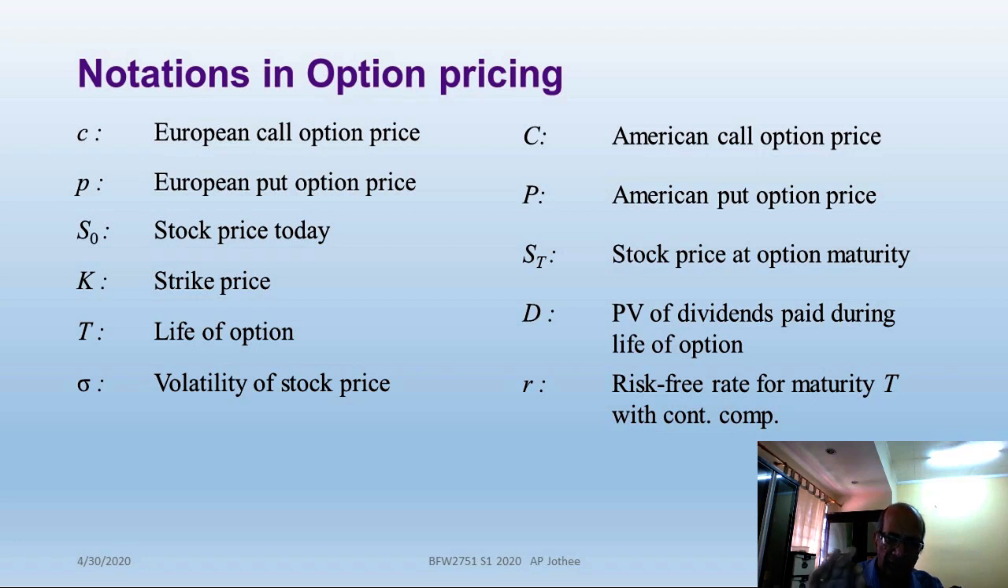Then we have to account for the present value of the dividends paid during the lifetime of the option, because dividends won't be paid immediately as you are getting into the option. Maybe after 1 month or 2 months or 3 months the dividends will be paid, but it should be considered only if the dividend falls within the lifetime of the option. Let's say you're going for a 3 month option: if the dividend is paid within the 3 months, then it is taken into account. Of course, the small r, as usual, is the risk-free rate for the maturity with continuous compounding. So here we're going to calculate based on continuous compounding for the risk-free rates.